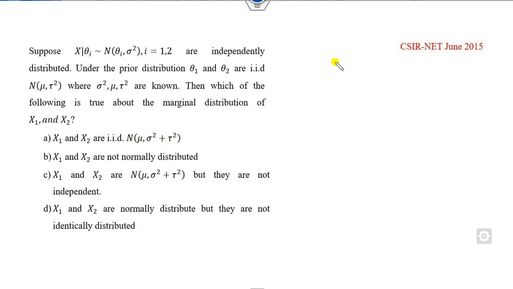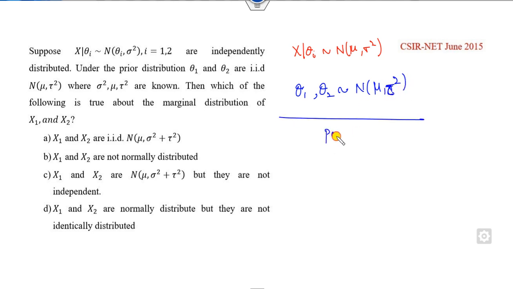Okay, what is given to you? X conditioned on theta follows a normal distribution, and theta 1, theta 2 both are again normal distributions with variance tau square. Fine. Then the posterior is also normal. But he said it's not normal.